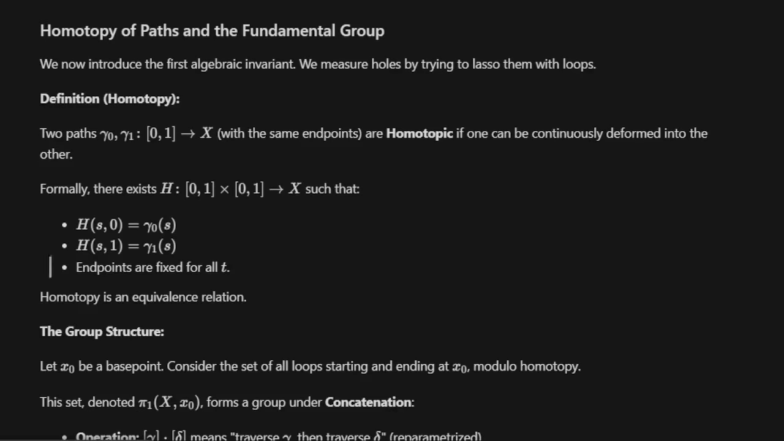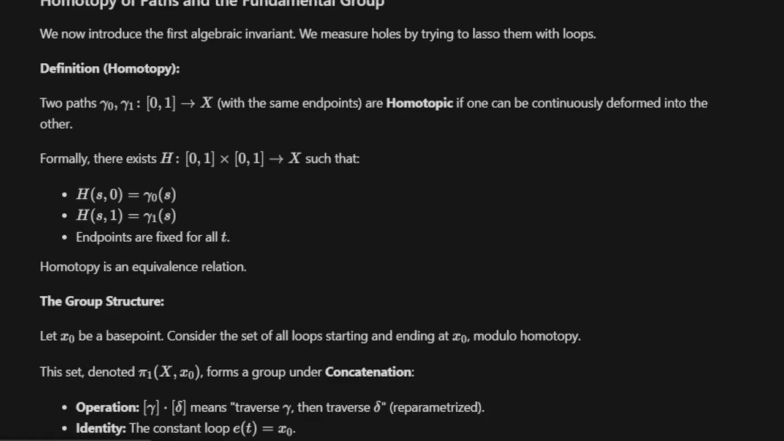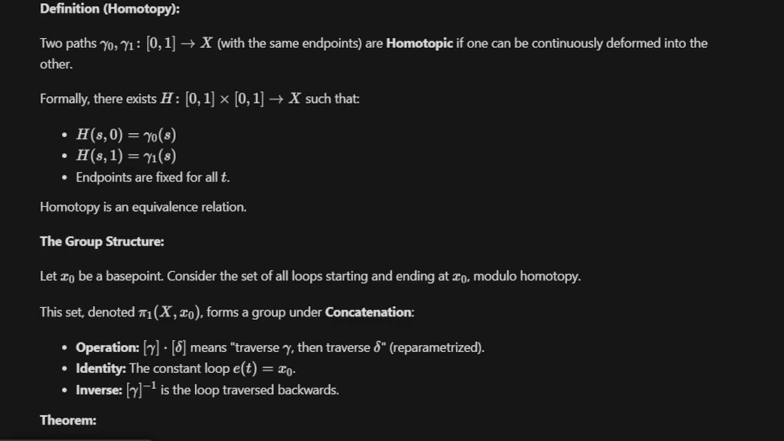But how do we tell the sphere from the torus? We're going to look for holes. To find a hole, we can try to lasso a hole. That's what homotopy is. First we're going to define two paths, gamma 0 and gamma 1. They go from 0 to 1, map to the topological space, and have the same endpoints. We say the paths are homotopic if one can be continuously deformed into the other.